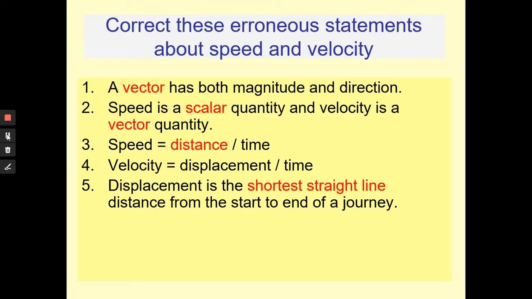Right, so that's sentence number 1. If something's got magnitude and direction, it must be a vector. Speed is a scalar quantity and velocity is a vector quantity. Now this should be easy for your brain to remember because speed and scalar are the 2 S's. Velocity and vector are the 2 V's. There should be no excuse for mixing those 2 up. When it comes to speed, it's got to be distance divided by time because it's scalar, not vector. When it comes to velocity, it should be displacement divided by time.